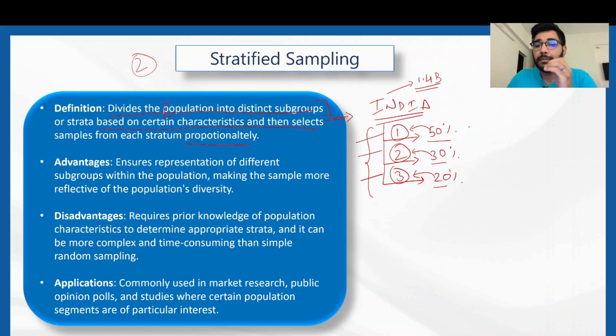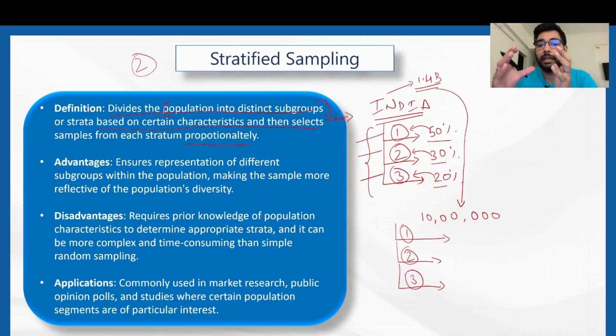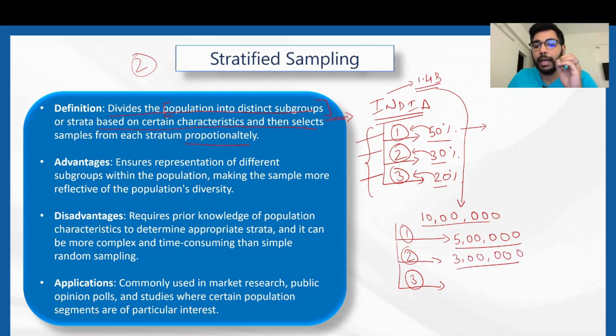Now what we do is we sample the whole 1.4 billion population. That is, we take out a sample of, let's say, 10 lakh people, right? But this 10 lakh should be sampled in such a way that each of these states has a proportionate number of people as compared to the population. What I mean by that is, since in the overall population state 1 had 50% of the overall population, the sample should also have 5 lakh people selected from state 1, right? Similarly, 3 lakh people from state 2 and 2 lakh people from state 3.